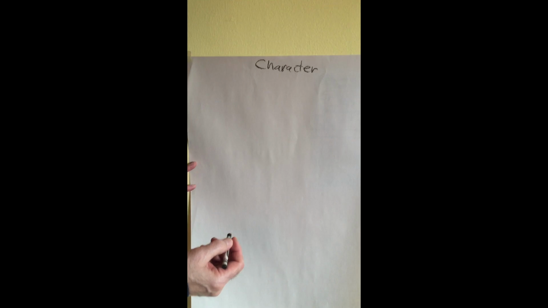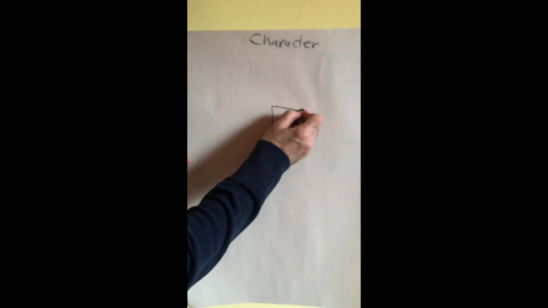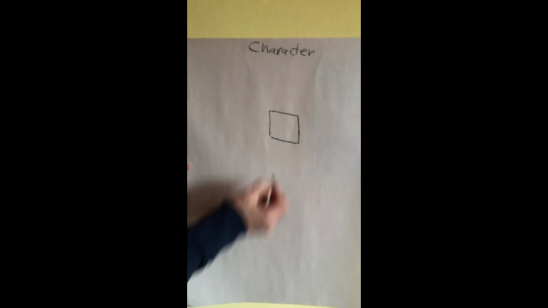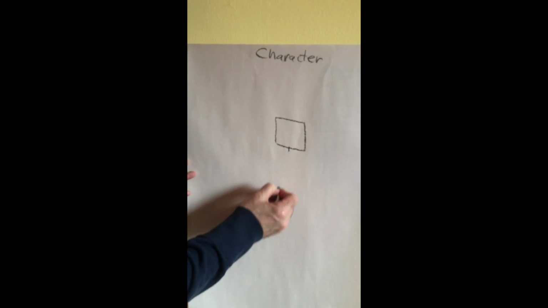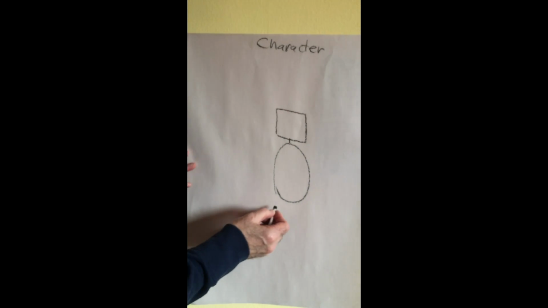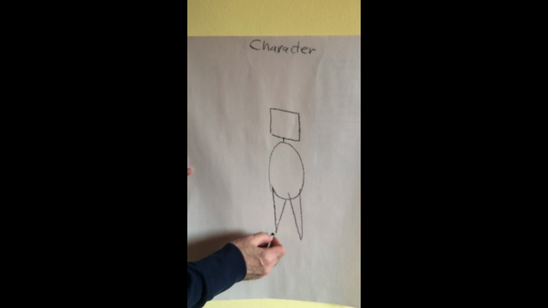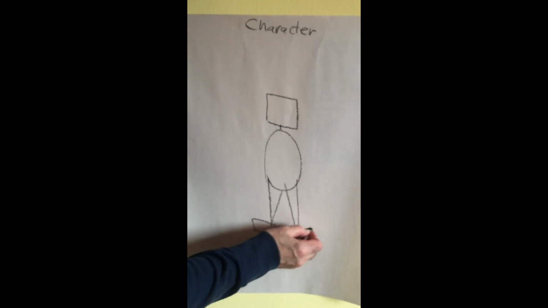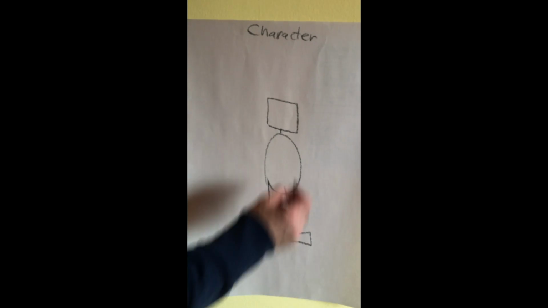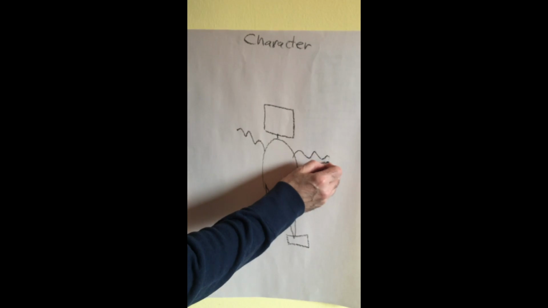Okay, here's a paper, and I'm going to make up a character, and I'm going to use shapes. All right, so I'm going to give this character a square head, and then a little neck, and maybe an oval body, and maybe I'll give him triangle legs, and I'll give the character rectangle shoes. And how about wibbly wobbly arms, and square hands.